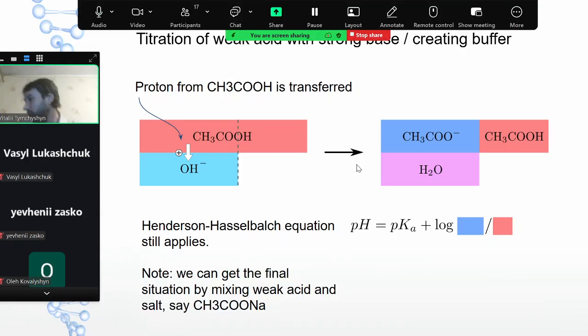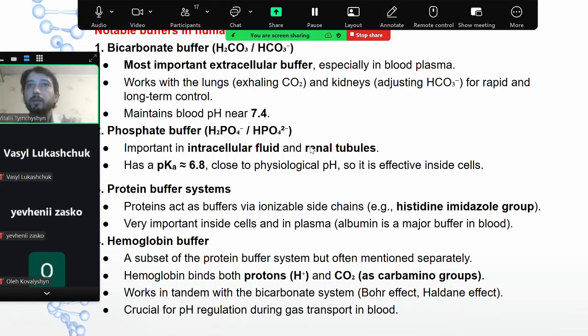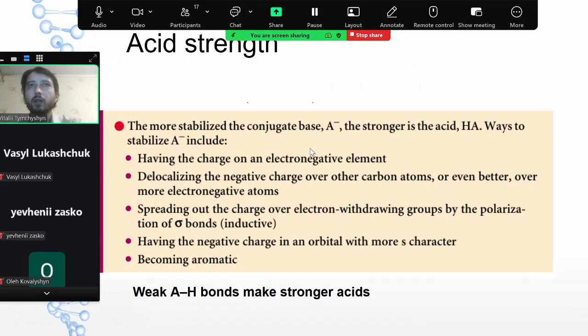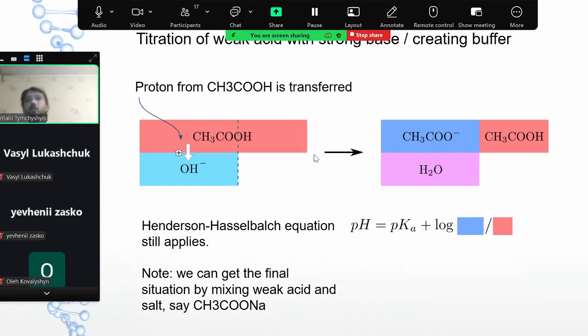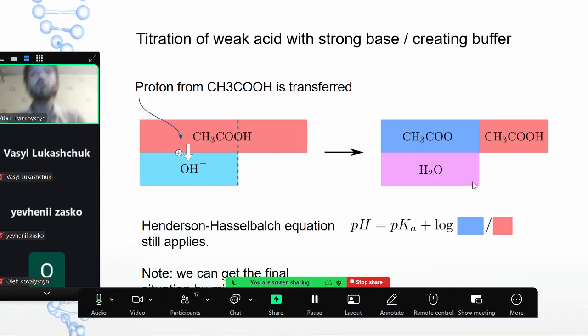Okay, titration. I guess I still will show you titration, and this will be after the break. We will use that equation when we calculate buffers, so that may be quite interesting.